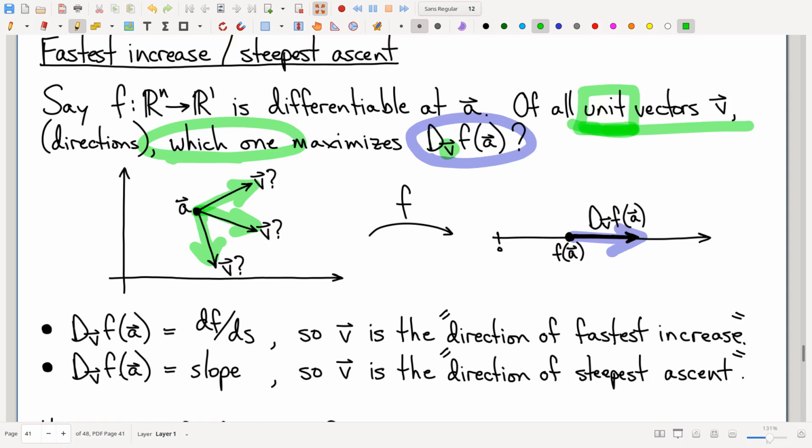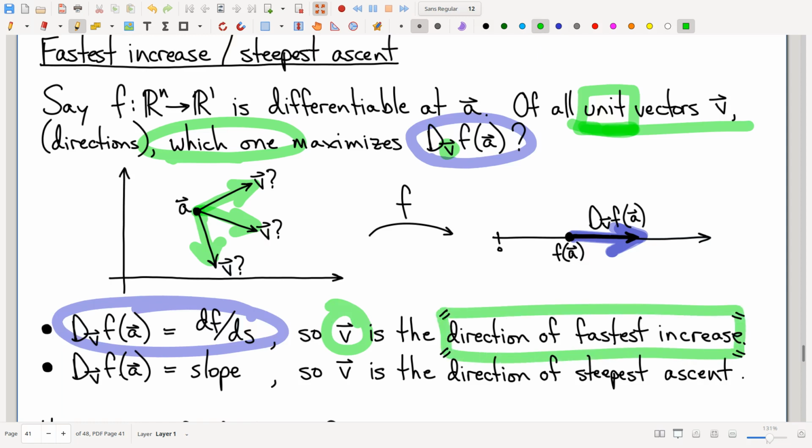Now, do keep in mind that how fast the function is increasing is one of our interpretations of the directional derivative. This direction that makes that increase as fast as possible, I think it's pretty reasonable to call the direction of fastest increase, because it's the direction that makes the rate of increase as fast as possible. The terminology just kind of builds itself, this obvious choice of words.